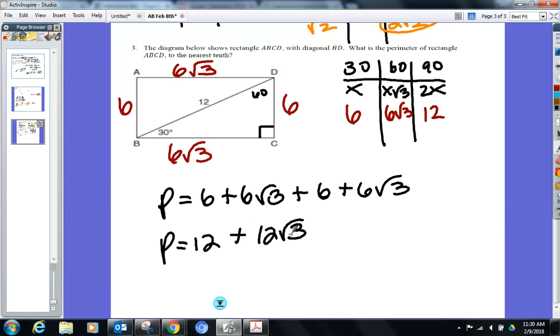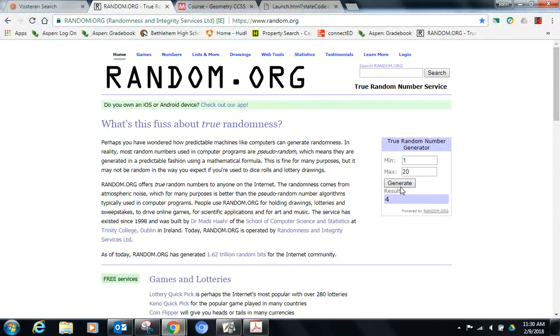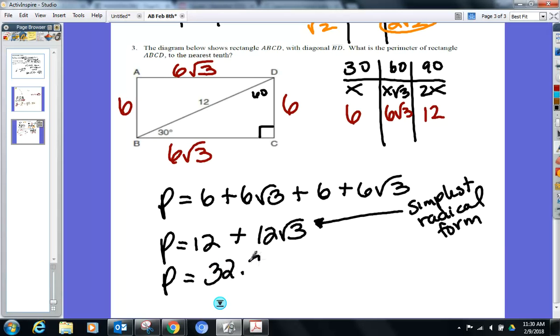Make a note here, because I know this is not my final answer since I haven't rounded yet, but this would be the answer if I asked in simplest radical form. If I change the directions, simplest radical form would be my final answer. But it does say nearest tenth, so we do need to go to the calculator right now and find that perimeter to the nearest tenth. Savor this moment because it doesn't usually happen. Usually it's simplest radical form. So to the nearest tenth, the perimeter is going to be 32.8.